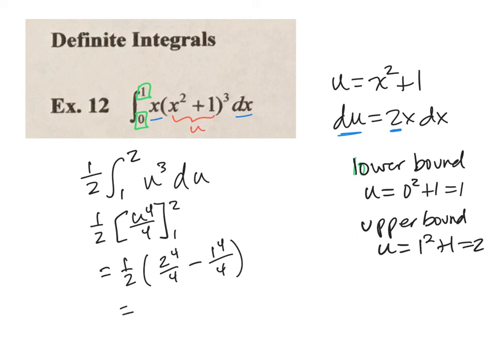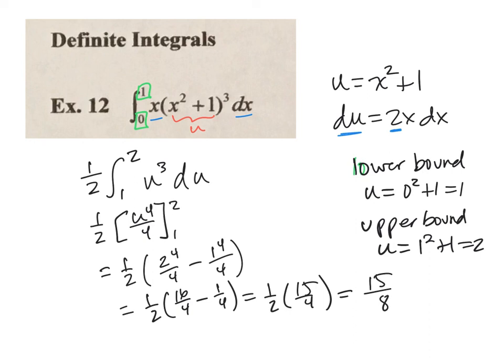And now we just have some arithmetic to do. So that would be 1/2 of, let's see, 2 to the fourth is 2 times 2 times 2 times 2, which is 16 over 4 minus 1/4. So that would be 1/2 times 15 over 4. And so our final answer then would be 15 over 8. Now, we don't need to do any back substitution because remember, we changed these x bounds to u bounds. So we can just do this whole integral in terms of u and get the final answer in terms of u.